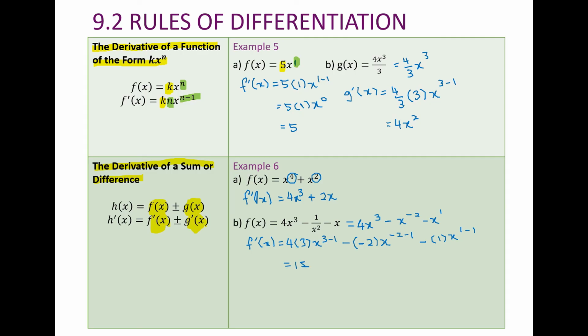So you will be left with 12x to the power of 2 plus 2x to the power of negative 3 minus x to the power of 0. Now, as always, please remember that we must not have a negative power in your final answer. Hence, the final answer is 12x squared plus 2 over x cubed minus 1.